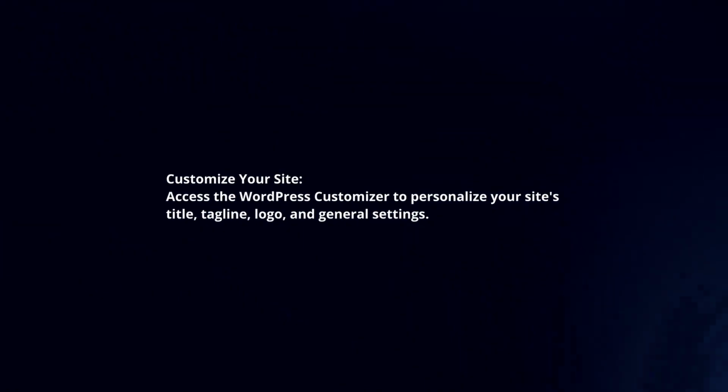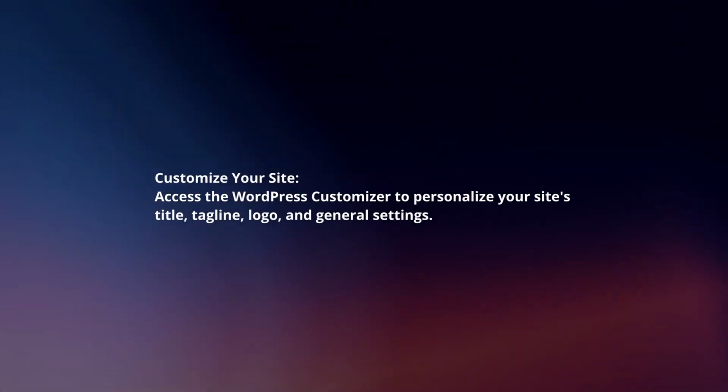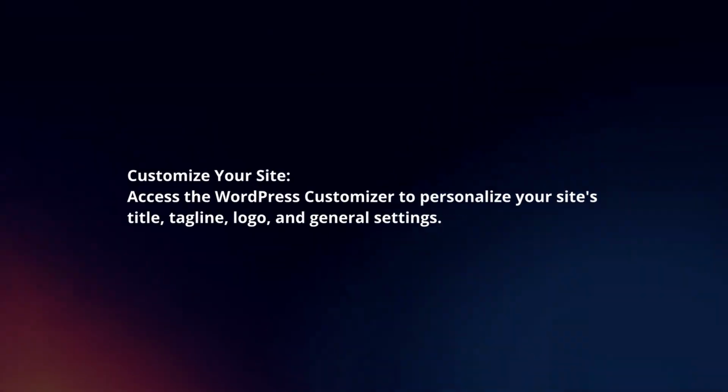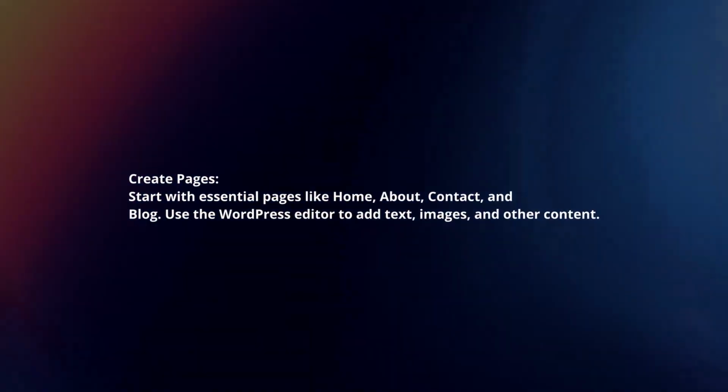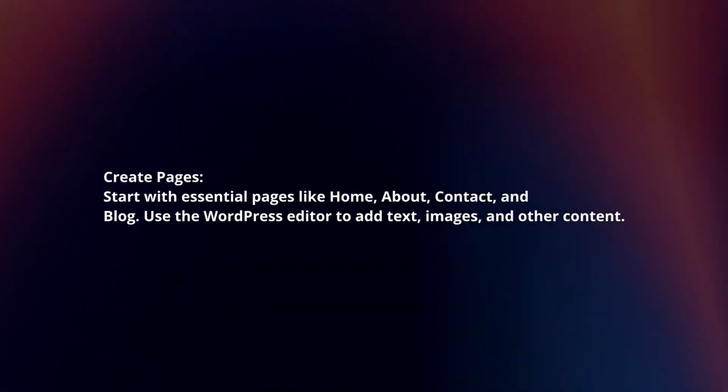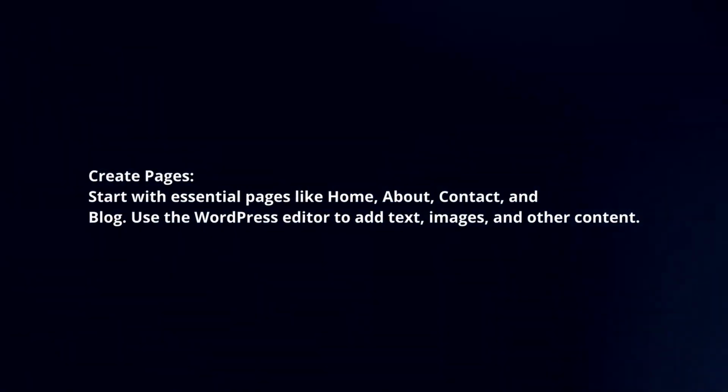Customize your site. Access the WordPress customizer to personalize your site's title, tagline, logo, and general settings. Create pages. Start with essential pages like home, about, contact, and blog. Use the WordPress editor to add text, images, and other content.